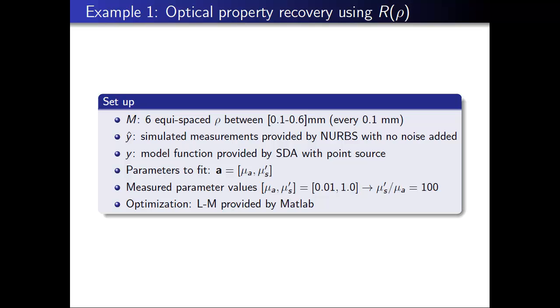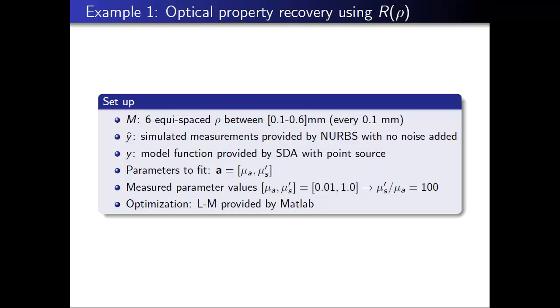So first, I considered the spatial domain of spatially resolved reflectance. And here we're looking to determine optical properties. So I took 6 source detector separations in this span for my measured data. And I created the measured data using something we call NURBS. And I have a feeling that I'm the first one talking about NURBS.